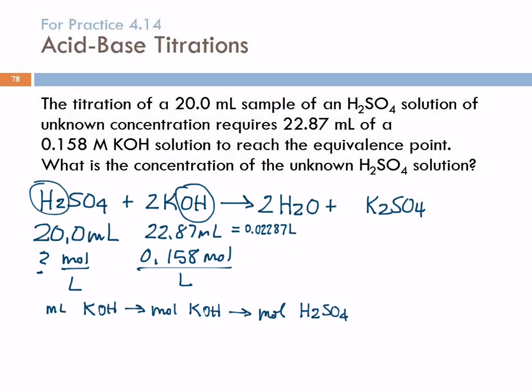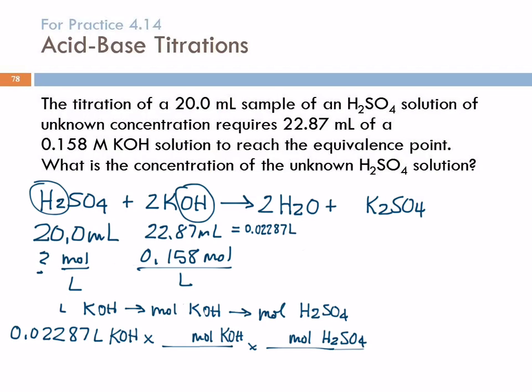So there's our volume in liters. So I'm just going to go liters of KOH to moles. So I've got my liters, 0.02287 liters of KOH. And I'm going to go to moles of KOH. And then I'm going to go to moles of sulfuric acid. I'm going to stop there because I want the moles of sulfuric acid so that I can divide by the volume and get the concentration.